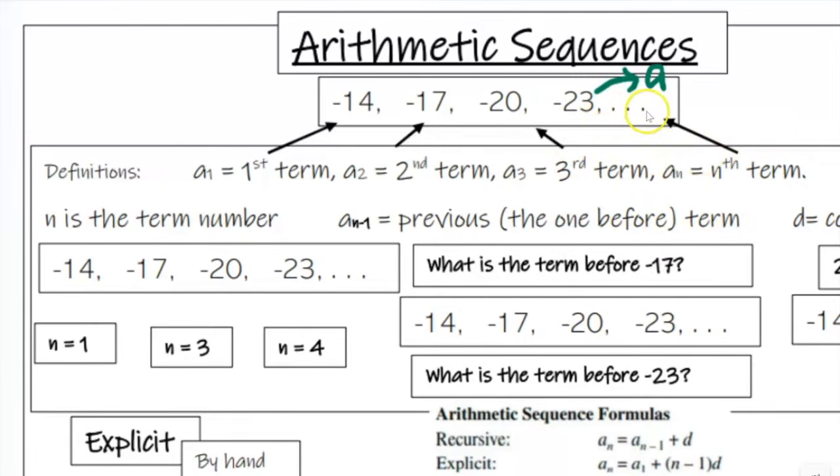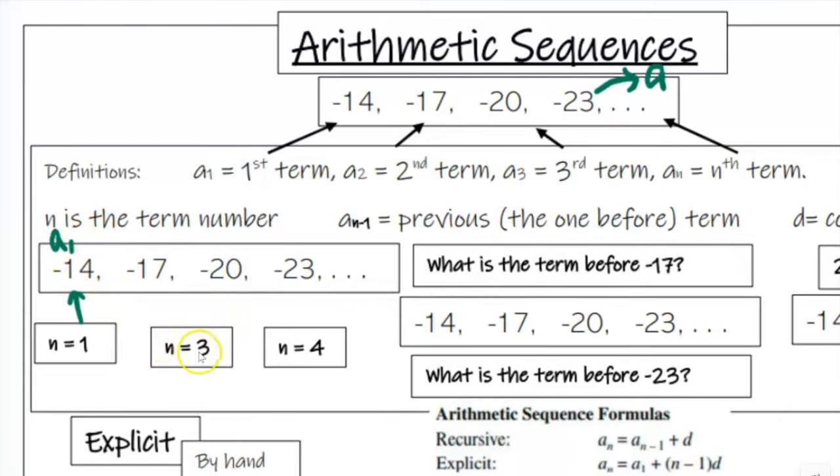Now this will obviously go on forever because it's a pattern. We refer to the forever term as a sub n, n being the nth term. So now you need to know two things in sequences: the a sub 1 bit or a sub 2 bit or a sub 3 bit, and then you also need to know the n. N is the term number, which means here n equals 1 will say negative 14. When n is equal to 1, then instead of writing a sub n, I'm going to write a sub 1, which means the first term.